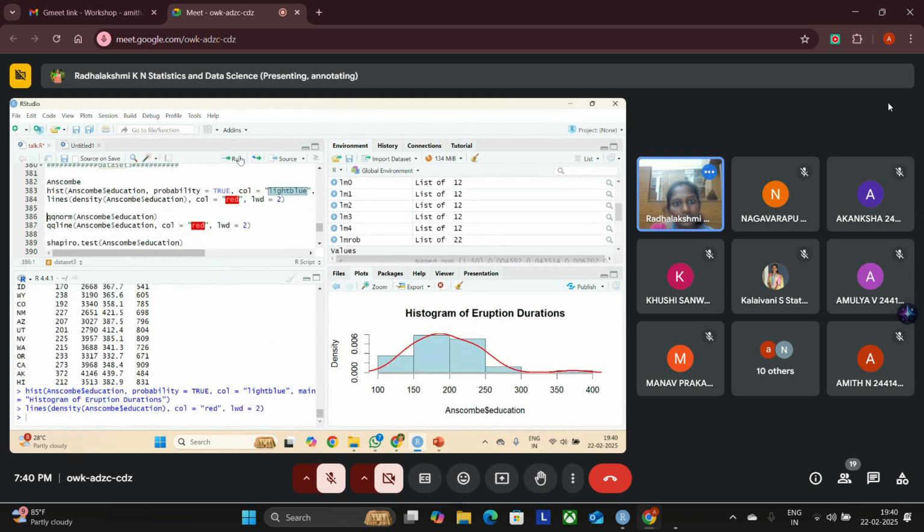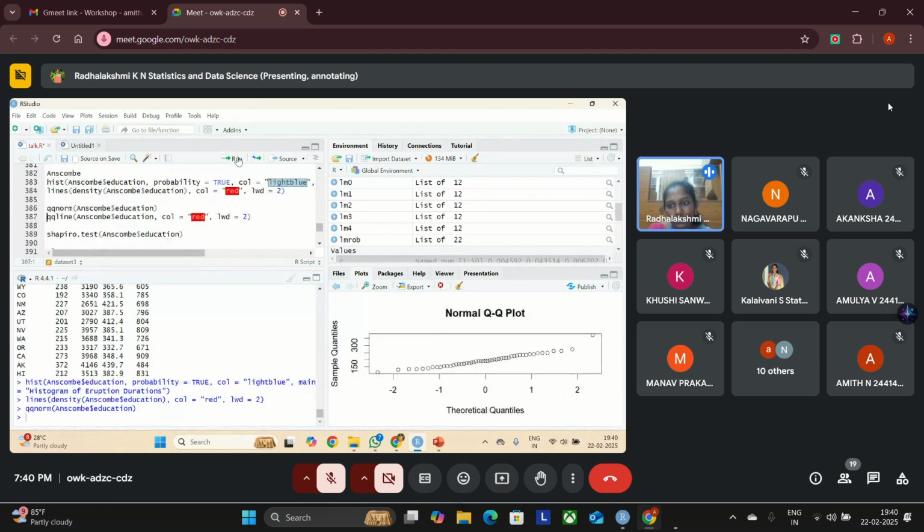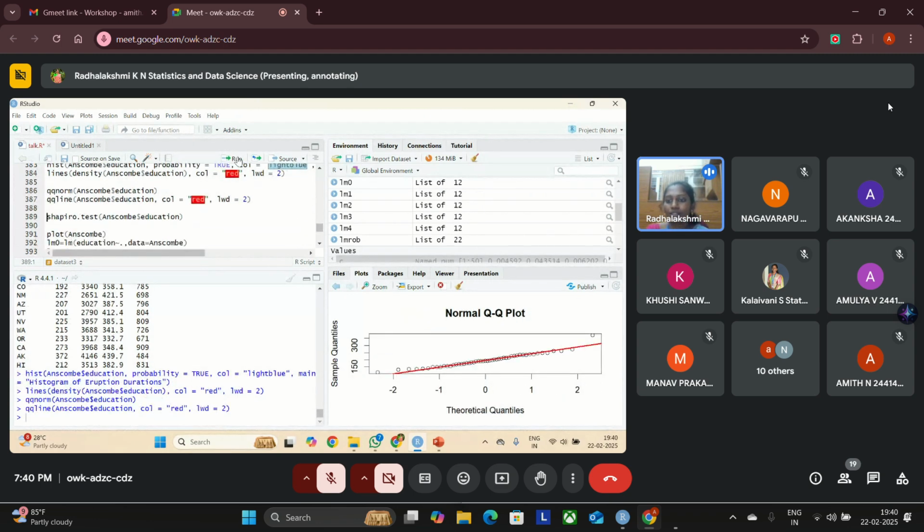So this is what our frequency polygon looks like. We don't get that much clarity, that's why we are going for the QQ norm. Here also, some of the points are not near that line. So again, for much more clarity, we are going for the Shapiro test.